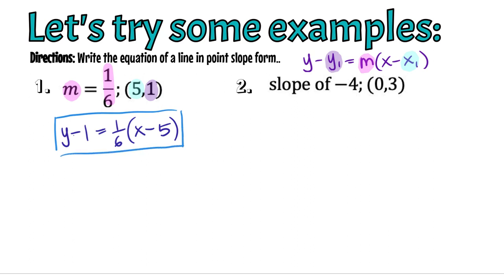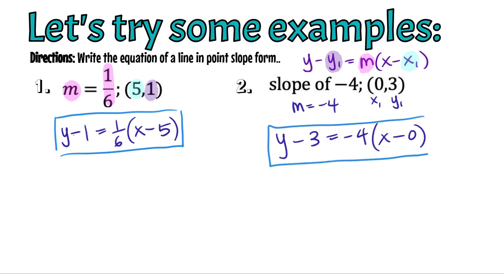Let's try another example. So in number 2, we have a slope of -4. So that means that m equals -4. And we have the point 0, 3. So 0 is our x1 and 3 is our y1. So we have y minus our y1, which is 3, equals our slope, -4, times x minus our x1, which is 0. And this would be our point slope form for a line that has a slope of -4 and goes through the point 0, 3.